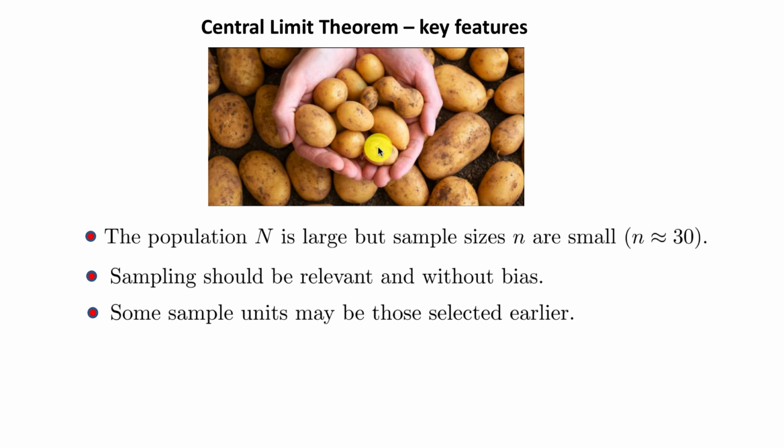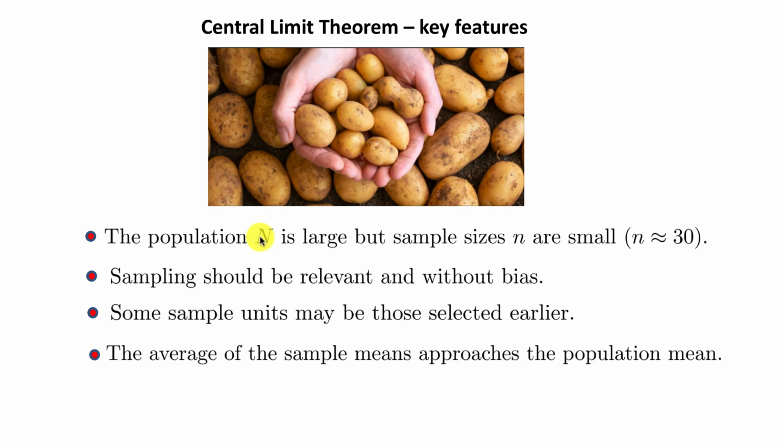Replacement is therefore necessary. And of course, the average of the sample means approaches the population mean as you take more and more samples, or as the sample size becomes larger. And this would follow from the law of large numbers that we covered in the last lecture.